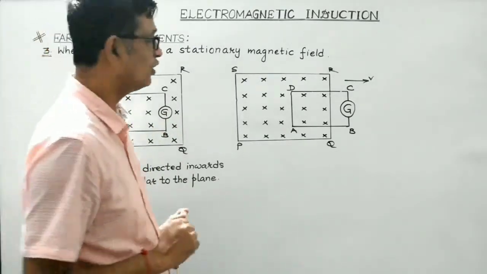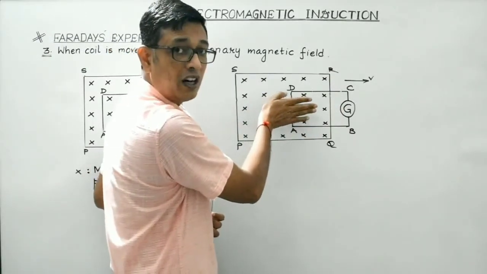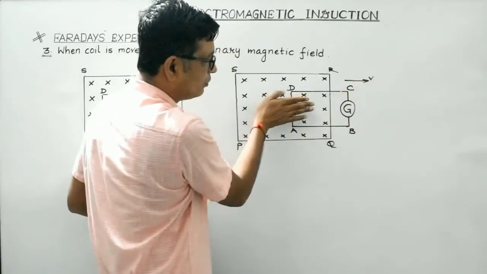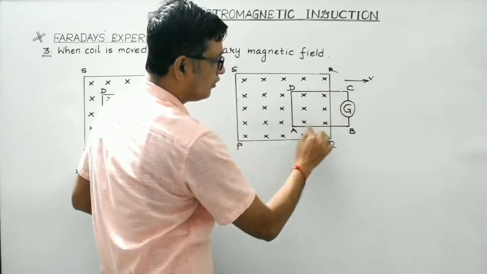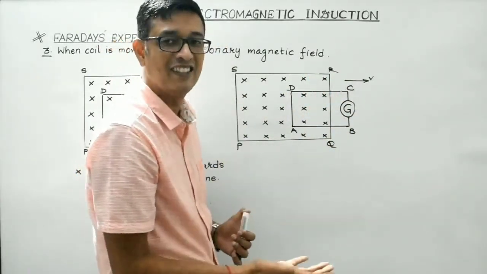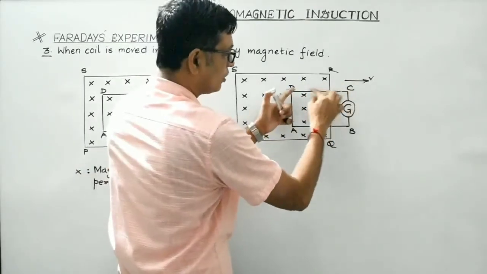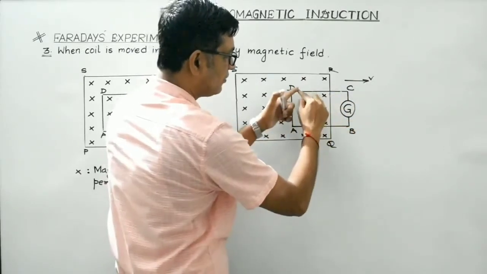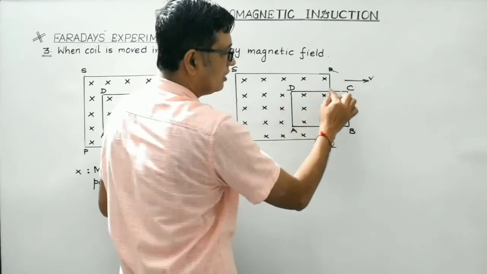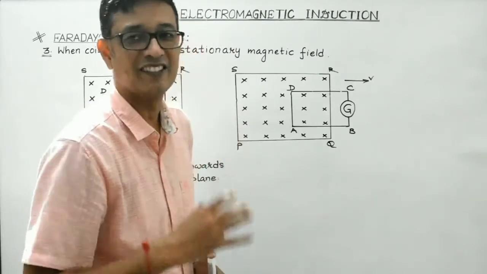In the second scenario, when the coil ABCD is pulled outwards like this with a constant velocity v, as it is moved outwards, the effective area of the coil, which is under the influence of the magnetic field, will keep on decreasing. The coil will keep on moving in the outward direction. So I am talking about this effective area. At this instant, the effective area is this one, right? As it goes further outward, the effective area of the coil, which is under the influence of the magnetic field, will keep on decreasing.